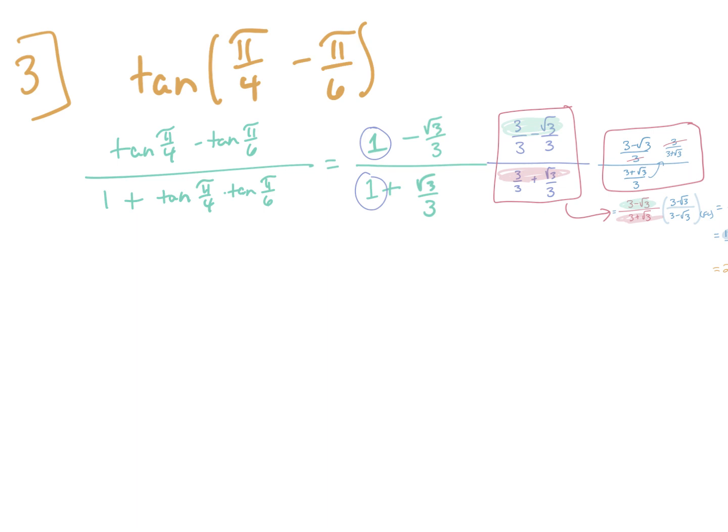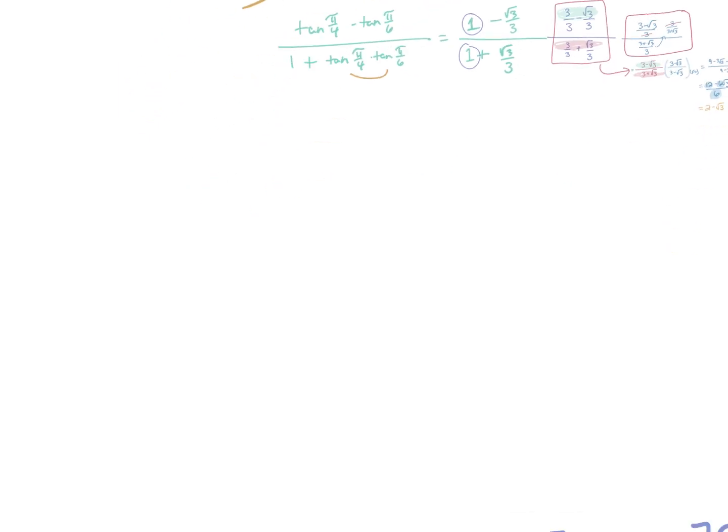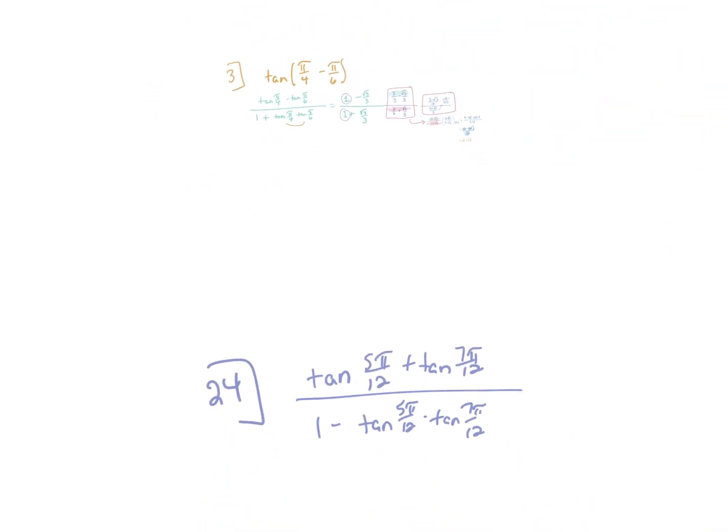I just didn't connect that. The top one was subtraction. After that, the tan and tan multiplied. Yeah, you multiply them on the bottom. Okay, good. All right, let's talk about 24.